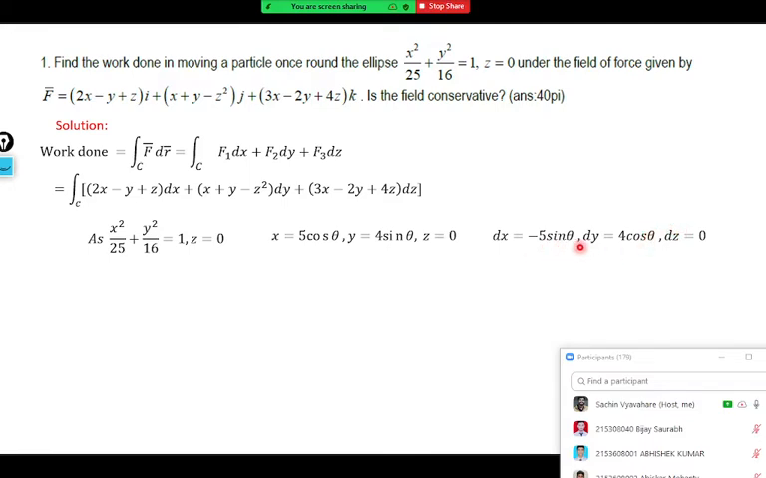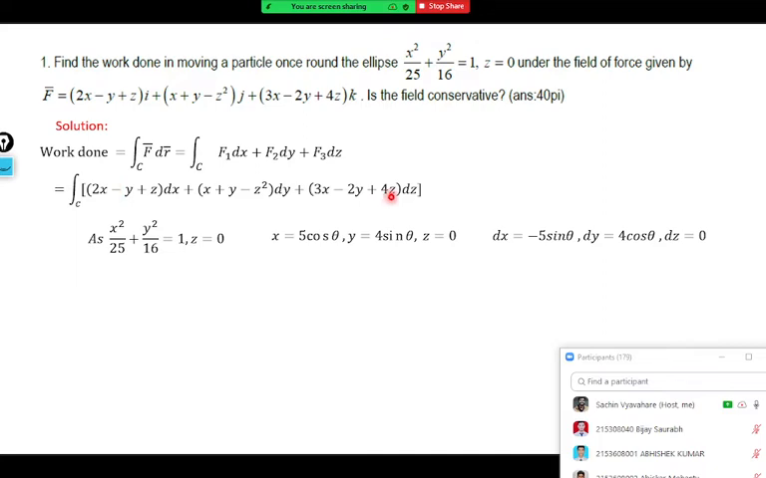dx is minus 5 sin theta. I missed the d theta here, my mistake, so don't forget it. Here should be d theta, here should be d theta. So dx is minus 5 sin theta d theta, dy is 4 cos theta d theta, and dz is 0. Now we'll replace these values of x, y, z, dx, dy, dz in this equation, and we get the work done.